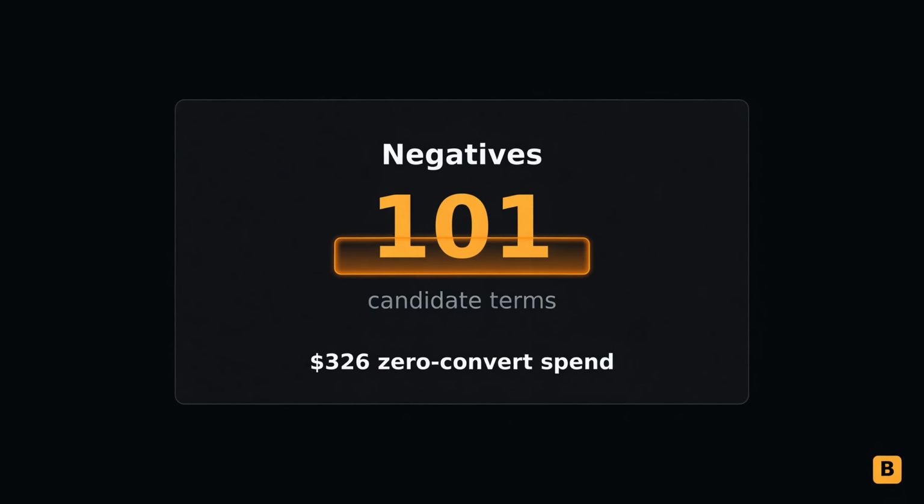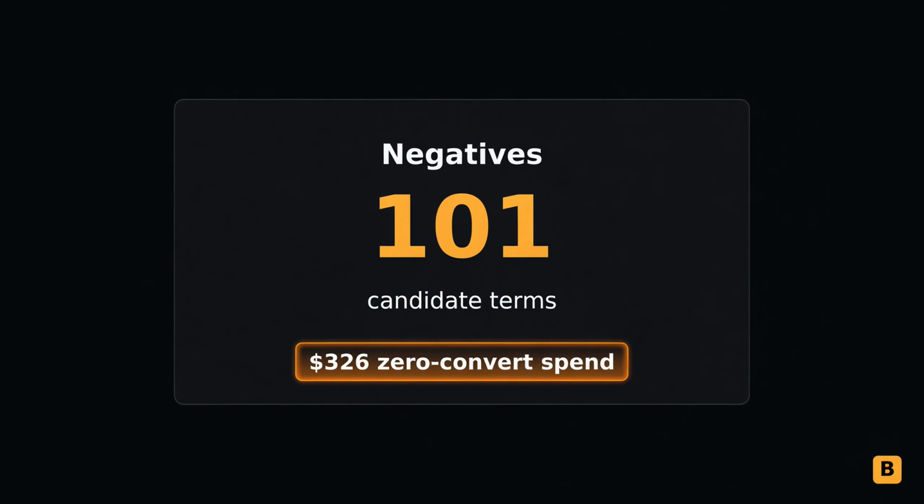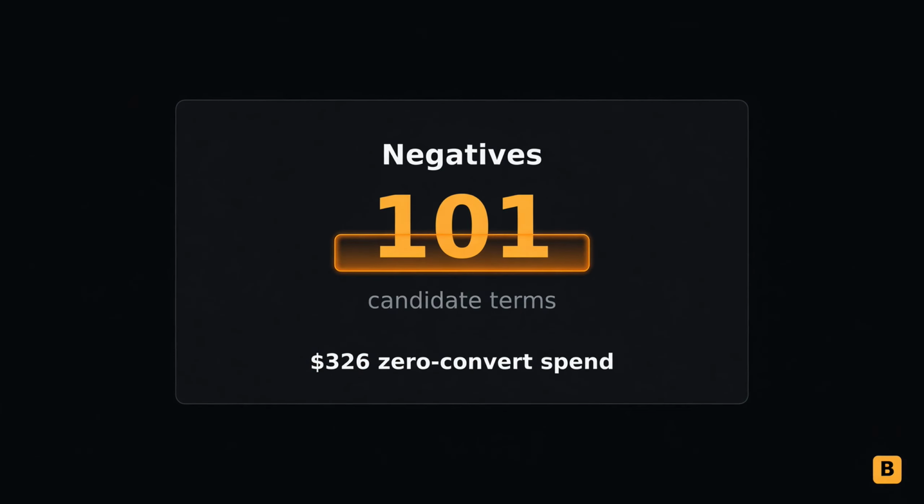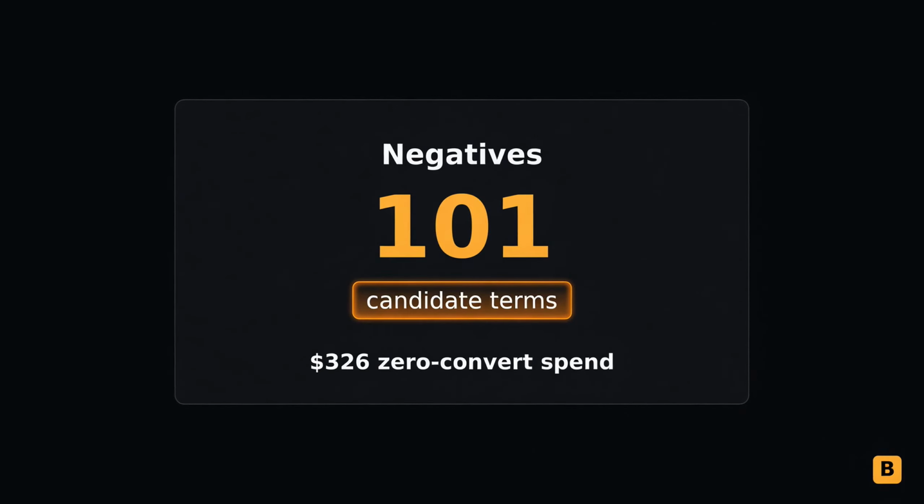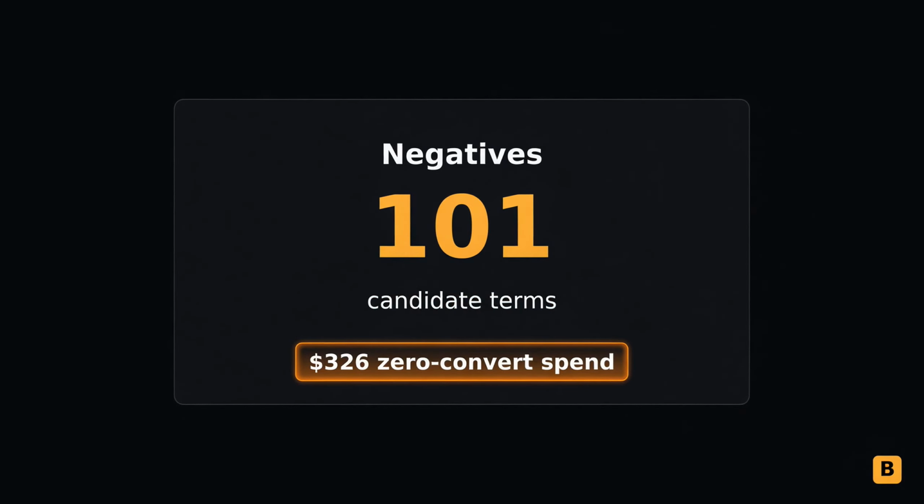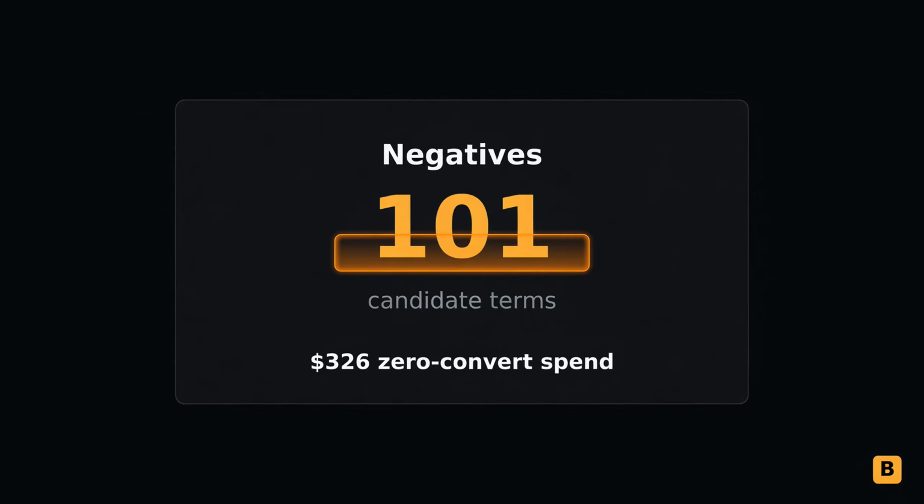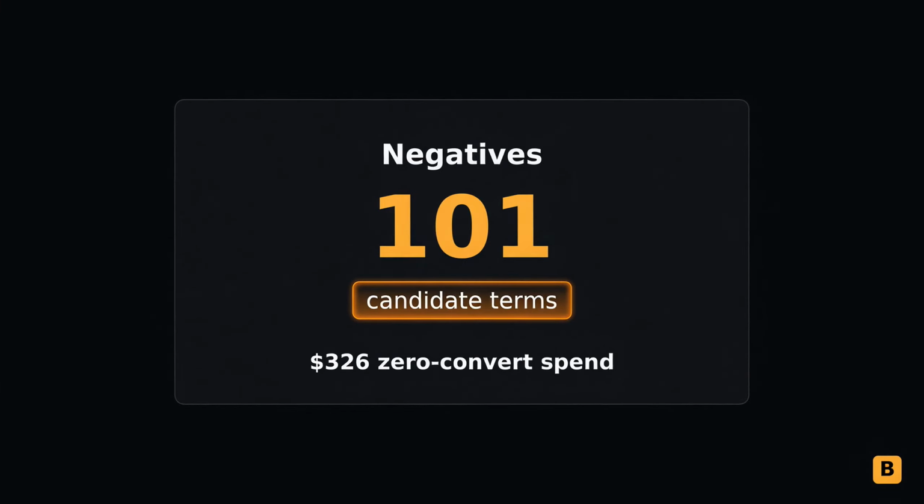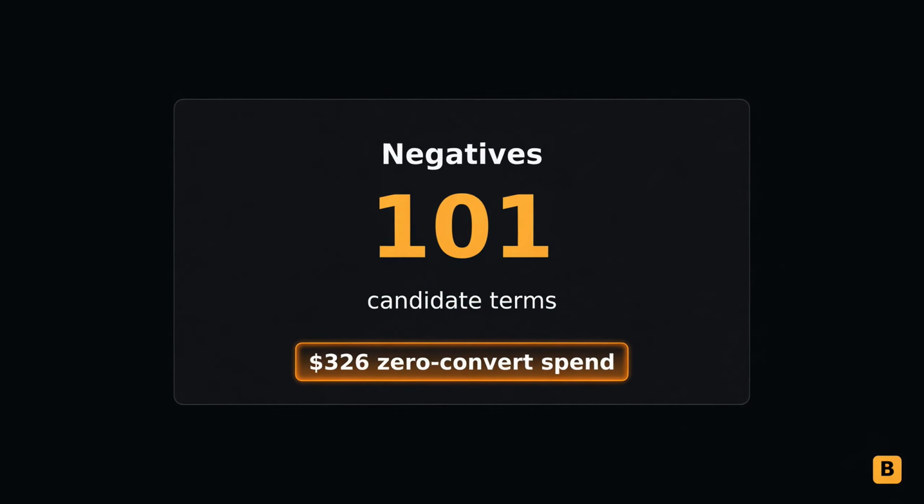Those anomalies are not decoration. $326 at a $42 average CPA is budget that could have bought roughly 7 more conversions if the signal and the query set were clean. 101 terms give you a concrete negative list. Pulling them into one pass is why you stop discovering waste weeks late in a spreadsheet.